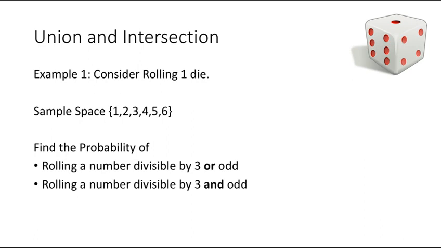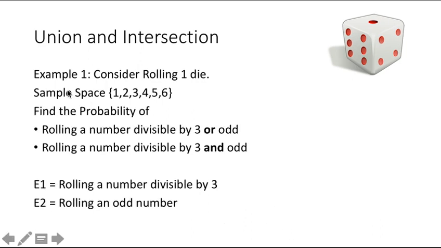Consider rolling one die. As we talked about before, the sample space for rolling one die is 1, 2, 3, 4, 5, and 6. Those are all the different possible outcomes that could come out from rolling a fair die. You're being asked to find the probability of rolling a number divisible by 3 or odd, and rolling a number divisible by 3 and odd. These are two different questions. Let's look at them separately.